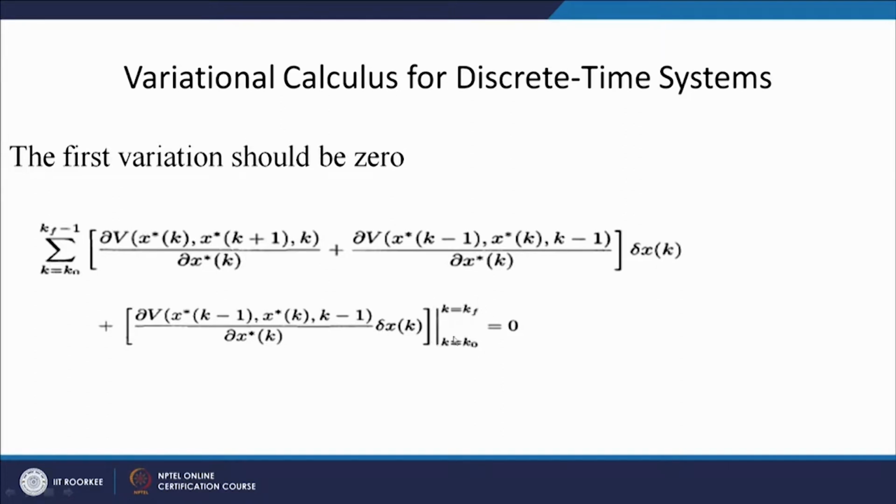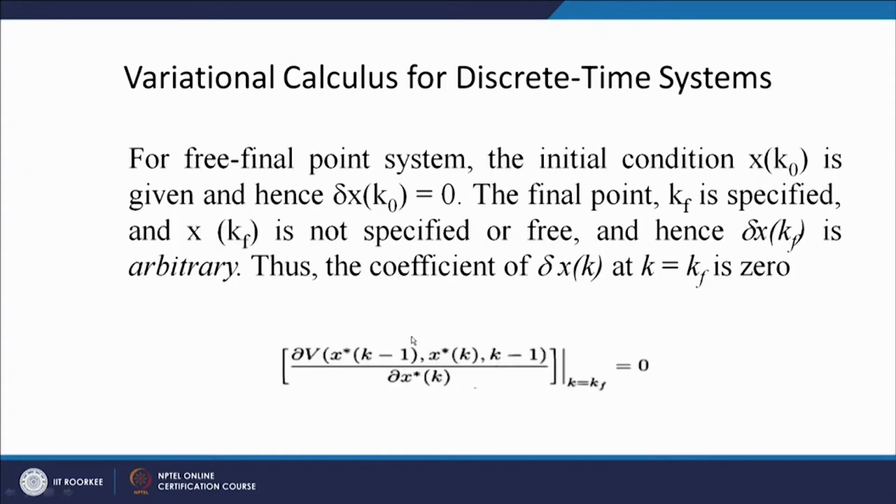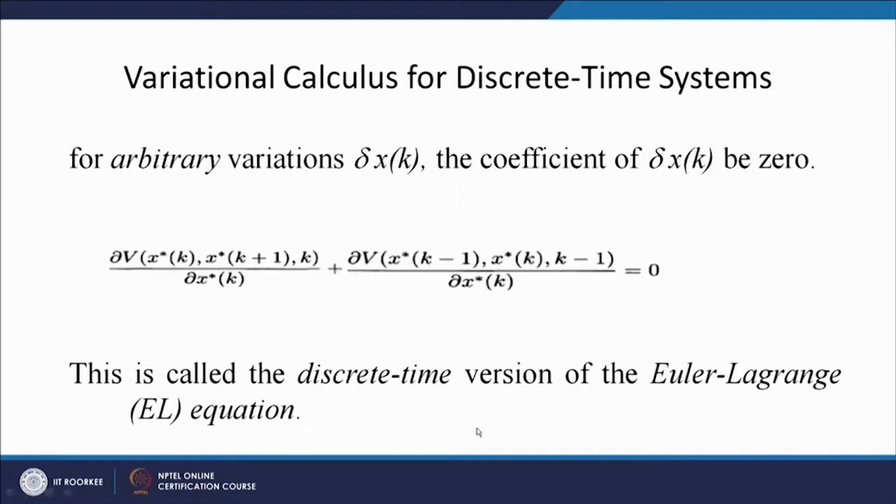So, in the normal case we are given the initial condition. So, delta x k0 will be 0 and we are left with the boundary condition, the derivative of v at x star k minus 1, x star k, k minus 1, times delta x k at the point k equal to kf, and this must be equal to 0. So, this is my terminal condition, and this gives me the Euler-Lagrange equation in the discrete form. This we have done in the previous class.